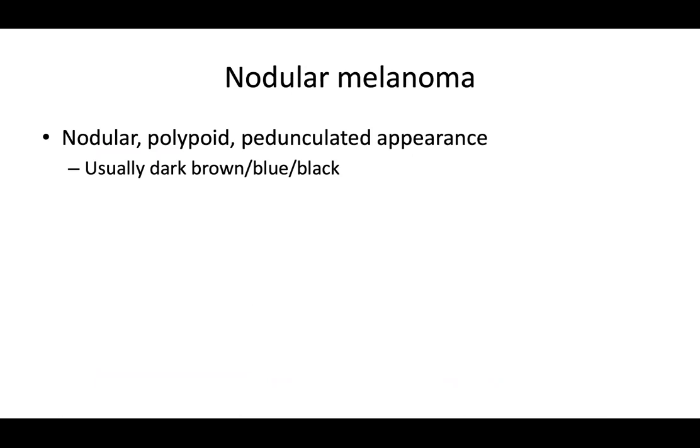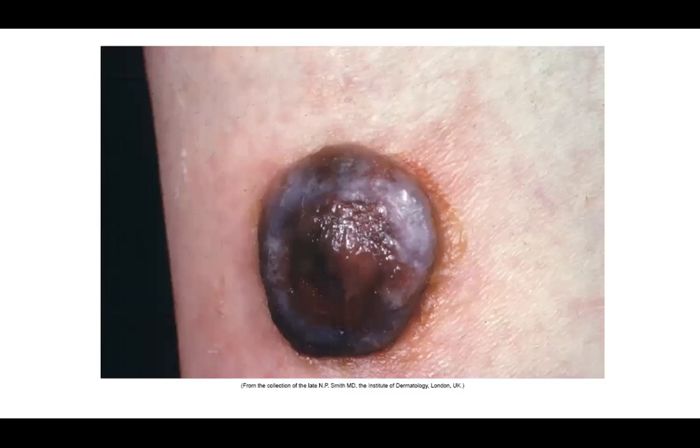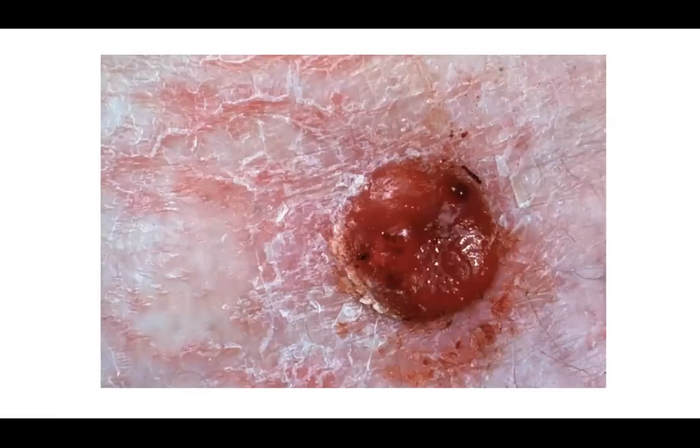Moving on to nodular melanoma, this is, as you would expect, a nodular, oftentimes polypoid, pedunculated appearance, usually dark brown, blue, or black. Here you see the nodule that has a wide area of ulceration on top. Again, it can look like a vascular lesion. It can look like a lobular capillary hemangioma or a pyogenic granuloma.